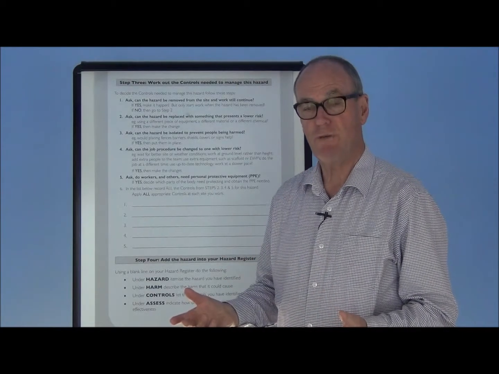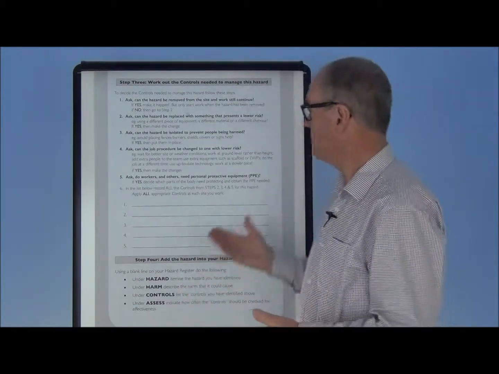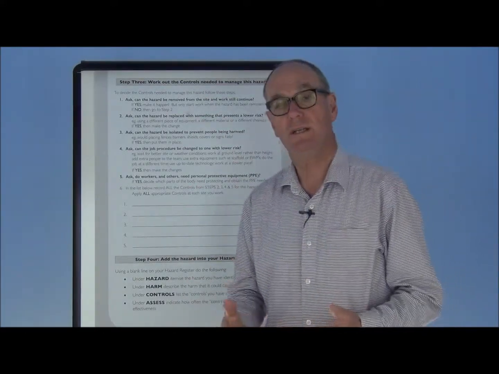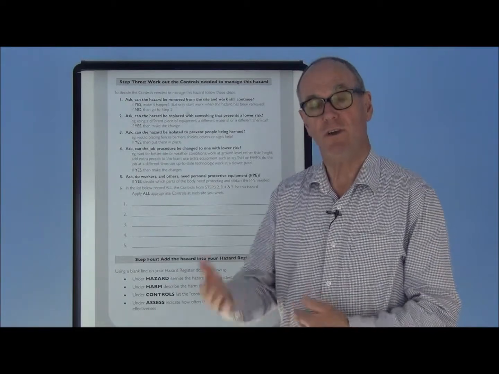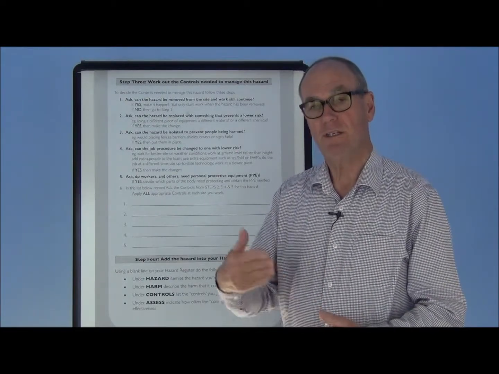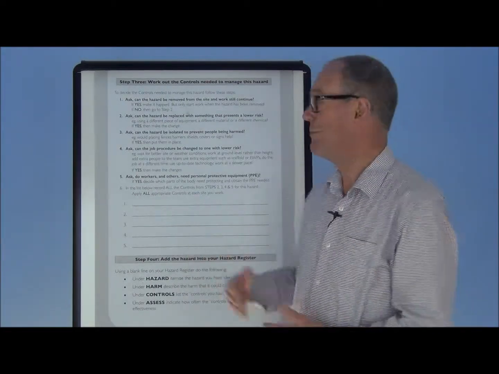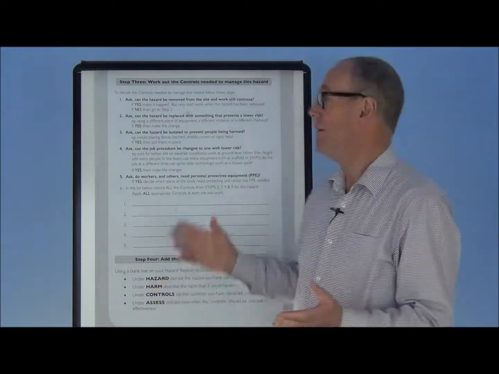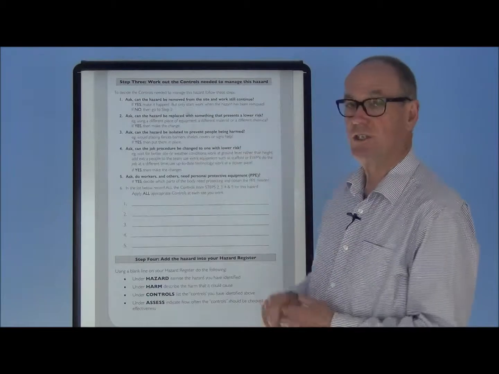If you're using your Safety Work Kits folder in the paper copy, simply turn the page over and you'll see, there it is, step 3, work out the controls needed to manage this hazard. If you're using the Safety Work Kits phone app, just go on to the next step, which of course is step 3, work out the controls needed to manage this hazard. Now, in here there are 5 questions we will ask ourselves.